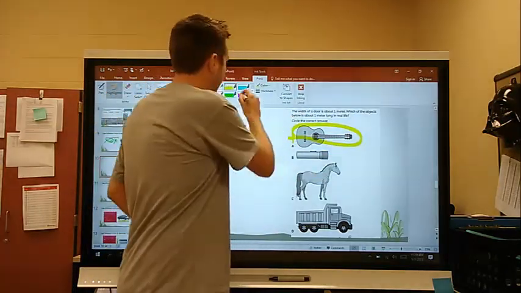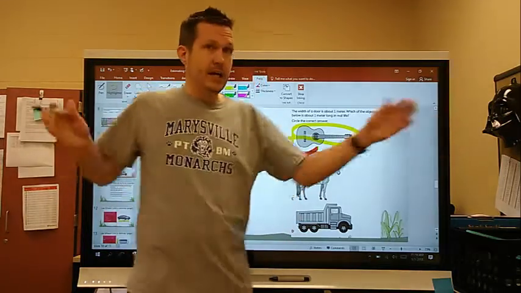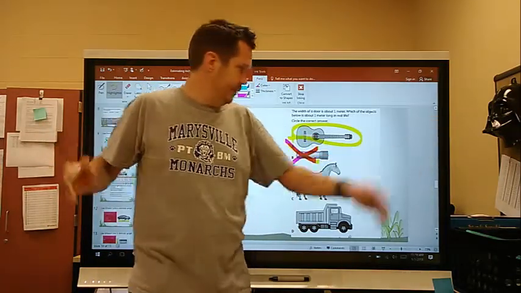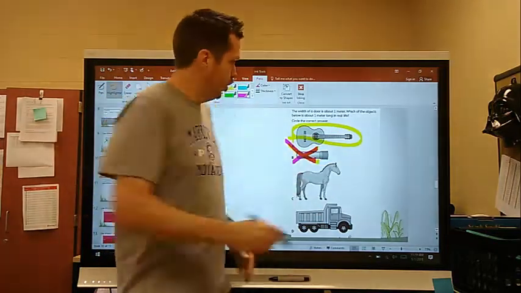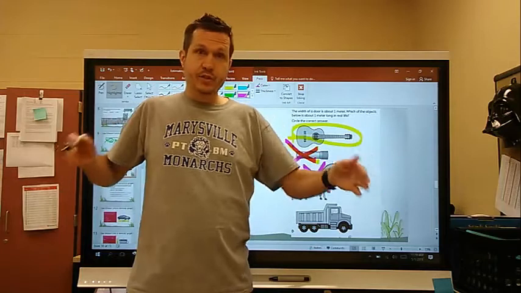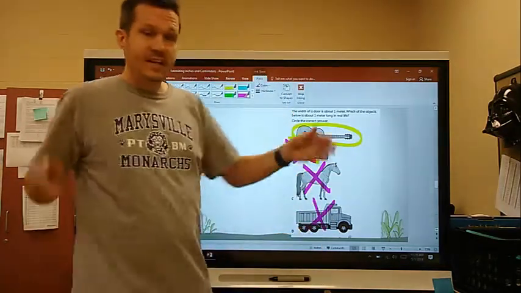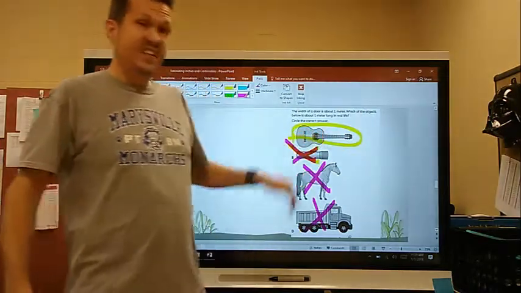A flashlight, is that about this big? Oh, no. Flashlight, oops, let's do a different color. Flashlight is not about this big, because a meter is about this big. Is a horse about this big? Nope. Maybe a tiny pony, but I don't think they meant that. And then is a big truck about this size? Nope. So the only thing that is about 1 meter in length is that guitar.